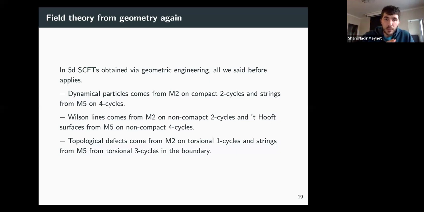What you have is that, again, you can associate M2 branes on 2 cycles to particles, and M5 branes on 4 cycles, again compact cycles, to BPS strings. One can have a Wilson line and t'Hooft surfaces associated, again, to non-compact cycles. And as before, one can use the long exact sequence in homology to compute the defect group, and so have a list of all the symmetry defects of our theory.